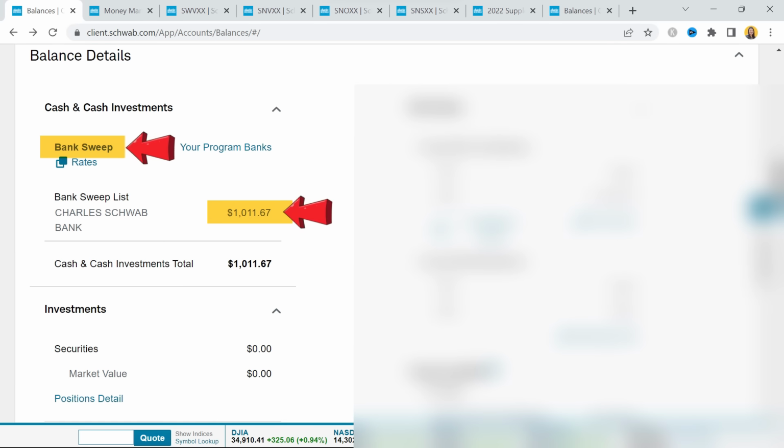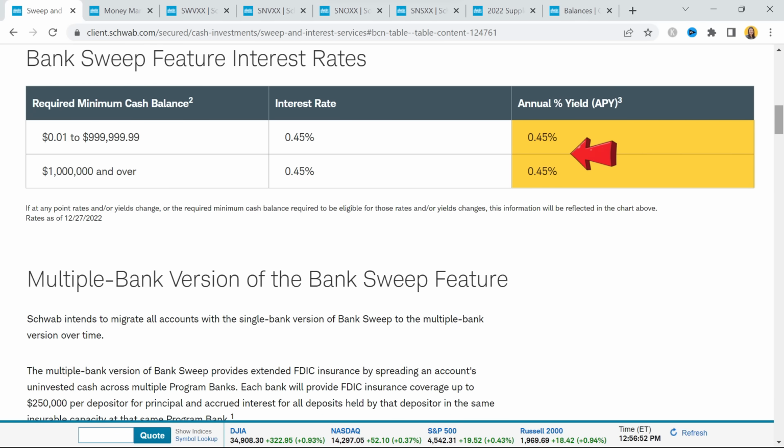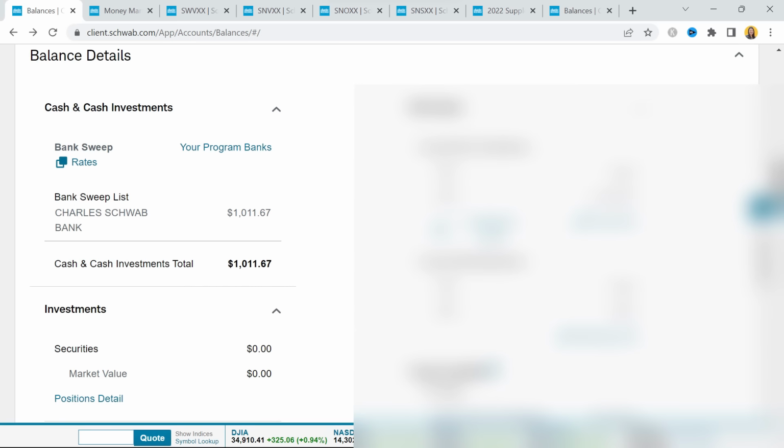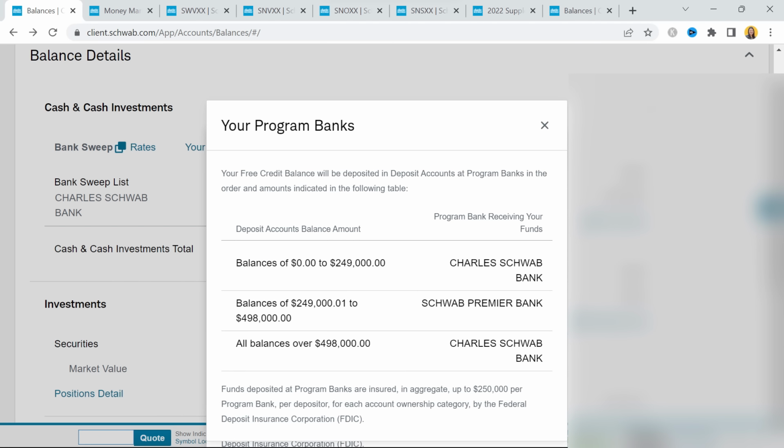If you don't see this in any of your Schwab accounts, that's great. If you do see this, that's not great because it means you're getting this measly rate that I just showed you earlier. And for those of you who might be interested, you can also click on your program banks here, and this screen will pop up showing which program bank the uninvested cash from that particular Schwab account is currently deposited in, based on the account balance.